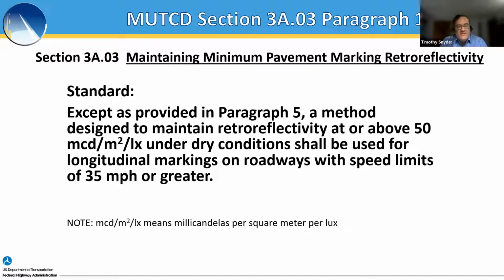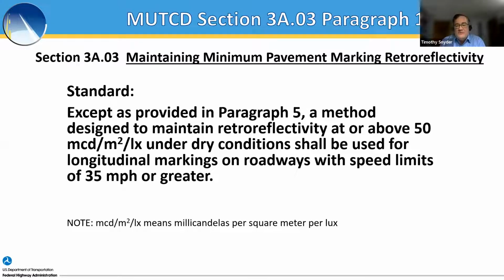So this is the standard, and I'm going to read it out to you. It says, except as provided in paragraph 5, a method designed to maintain retroreflectivity at or above 50 millicandelas per square meter per lux under dry conditions shall be used for pavement markings on roadways with speed limits of 35 miles per hour or greater. So the bulk of this is setting the threshold of 50 millicandelas. I'm going to just say millicandelas as we go forward because I can't get it all out cleanly, so apologize for that.